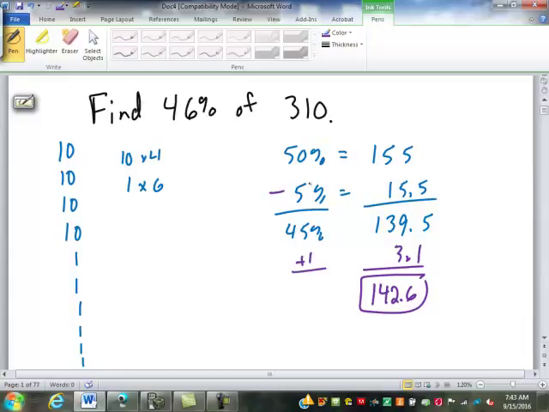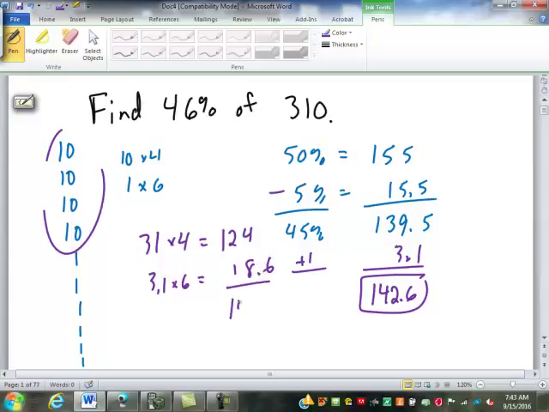Now, I'm not saying you had to do it that way. This way works fine too. To find your 10%, 31 times 4, and 1%, which is 3.1, and times 6, you get 124, and you get 18.6. It does come out to 142.6 either way. So either way is fine. And so there's all sorts of ways you can break this down. And it all depends on how your mind works.